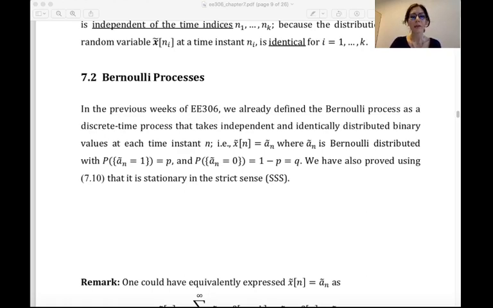We have actually defined this process before in one of the previous lectures. So a Bernoulli process is a discrete time process that has independent and identically distributed samples. Each sample of a Bernoulli process can be seen as a random variable an, and these different random variables an's all have the Bernoulli distribution. They are 1 with probability p, and they are 0 with probability 1 minus p, and each an is independent of the others.